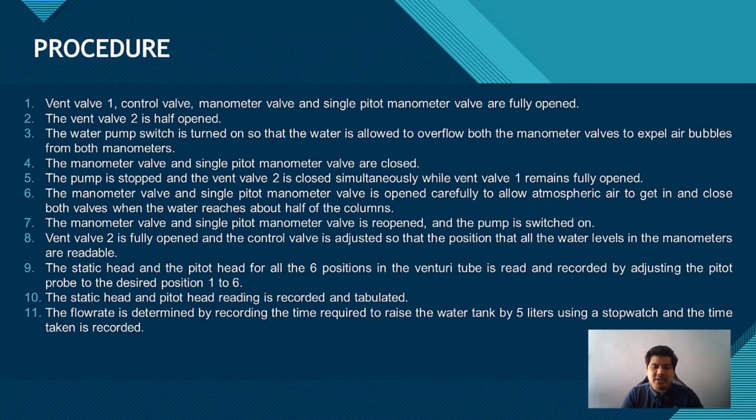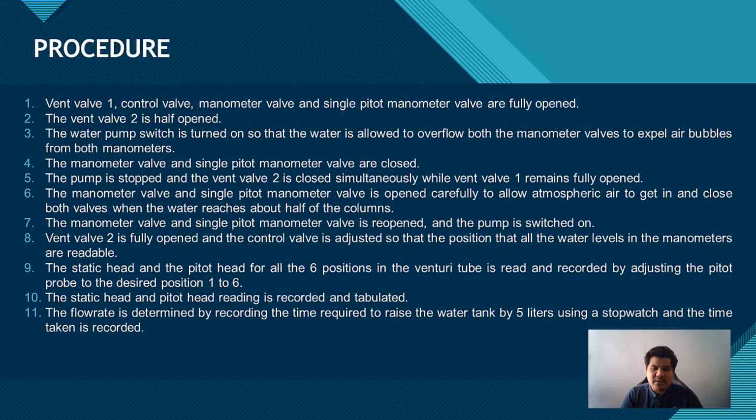The procedure for the experiment: 1. Vent valve 1, control valve, manometer valve, and single pitot manometer valve are fully open. 2. The vent valve tube is half open. 3. The water pump switch is turned on so that the water is allowed to overflow both the manometer valve to expel air bubbles from the manometers. 4. The manometer valve and single pitot manometer valve are closed. 5. The pump is stopped and the vent valve 2 is closed simultaneously while vent valve 1 remains fully open. 6.